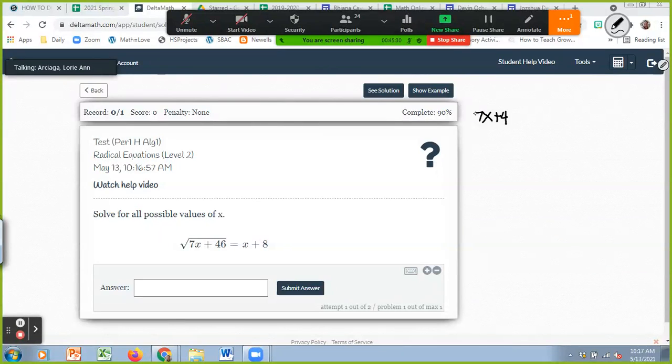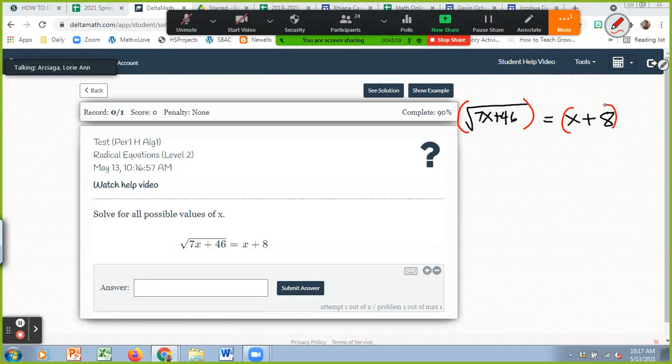7x plus 4. I know. I knew the math, but I didn't know the Delta part of it. Okay, so x plus 8. It's okay. Me? No, it's my first time to use Delta this year. Yeah, then I suggested it to the math teachers, so now their students are blaming me. Okay, so yeah, now they're doing it.